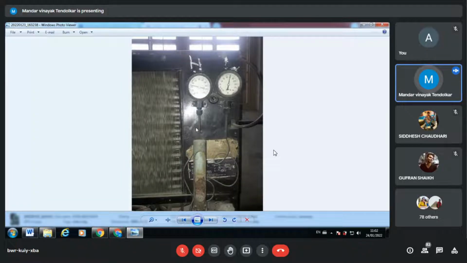The close-up of the pressure gauges. So here you can see these are in PSI. Okay, you can see the condenser tubes again.